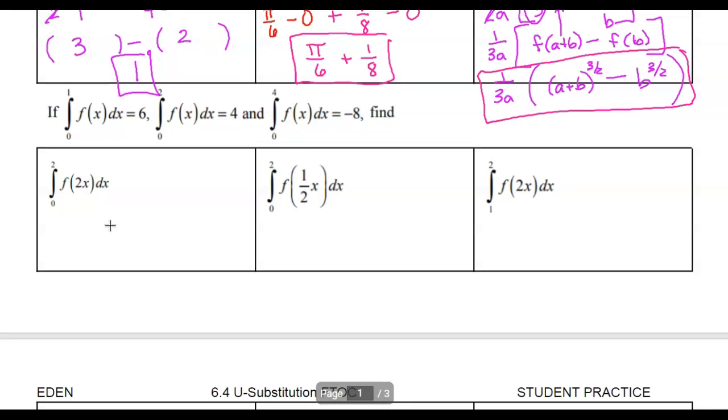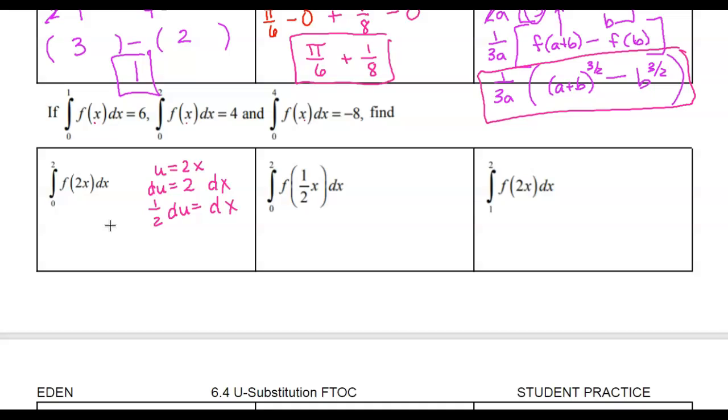All right, we're going to kind of mix some of the properties with U-substitution and things like that. So this is f of 2x. Remember, this is like a composition. It really stretches your graph. It doesn't move it left, right, up, or down. But all of these are in terms of just x. So we want to do a mini U-substitution. So if u is equal to 2x, du is 2 dx. So 1/2 du equals dx.